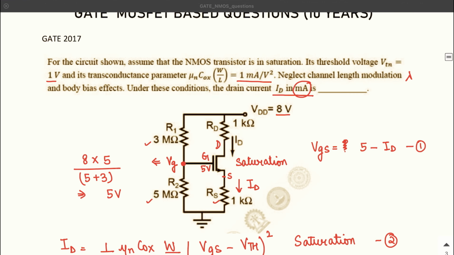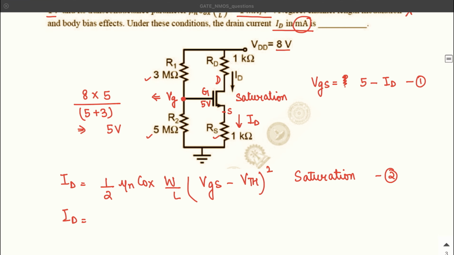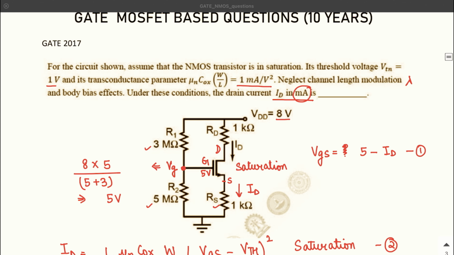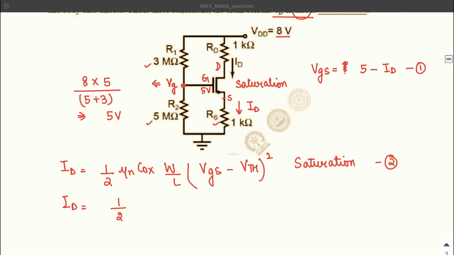We are actually given the value of mu n C ox W by L as 1 milliamperes, and we are still considering that the drain current will be in milliamperes. So I am ignoring that milli and I am just keeping the 1 that is given to me. So I did not use this milliampere right now. And Vt value is also given as 1 volt.